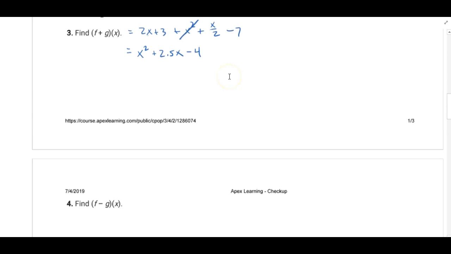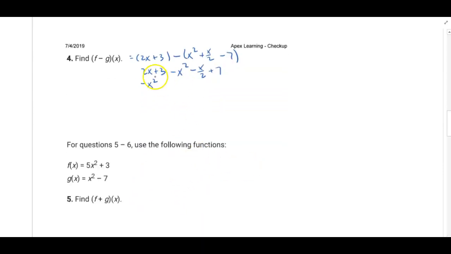Now if I subtract them, that would be 2x plus 3 minus x squared plus x over 2 minus 7. Bring these down, distribute the minus sign, so that becomes negative x squared minus x over 2, and then a negative and negative make a positive. So I would get negative x squared. Okay, let me bring this up a little. I would get negative x squared. Then 2x minus half x is going to be plus 1.5x, and then plus 10. Alright.